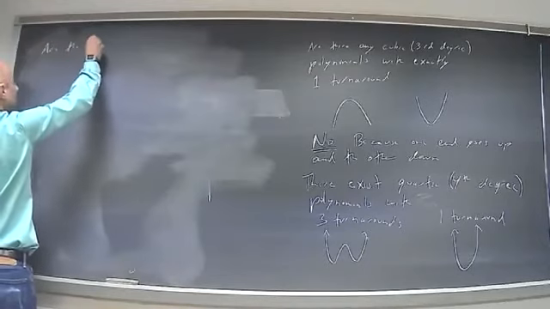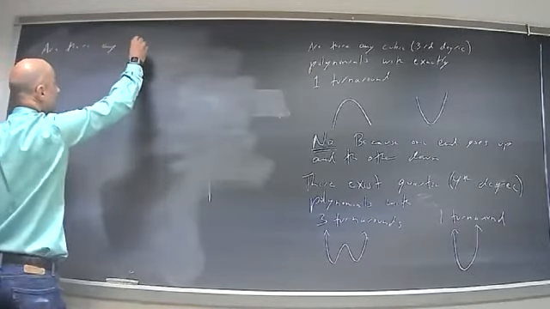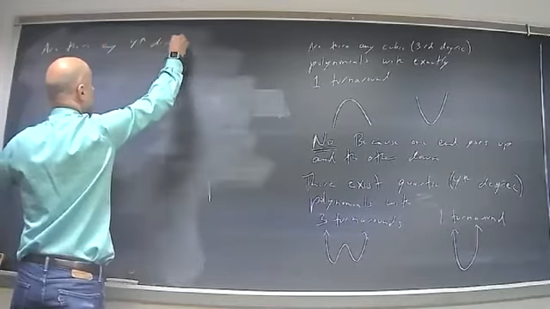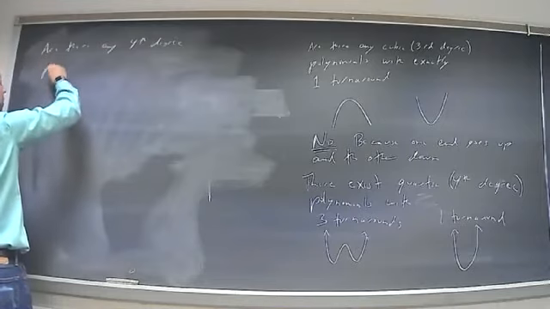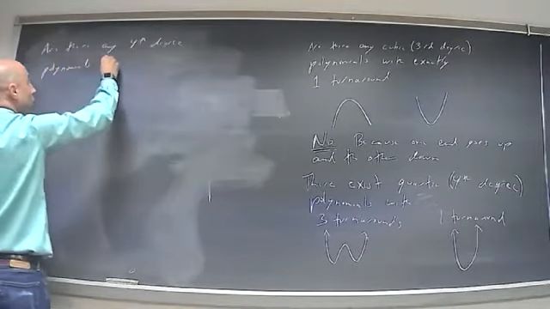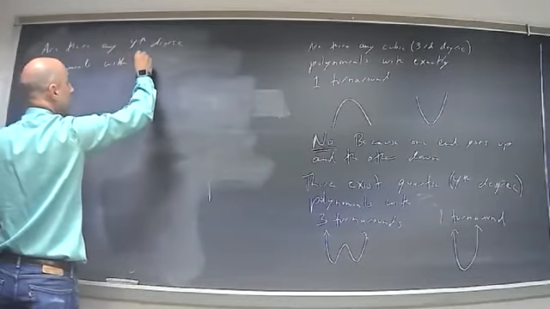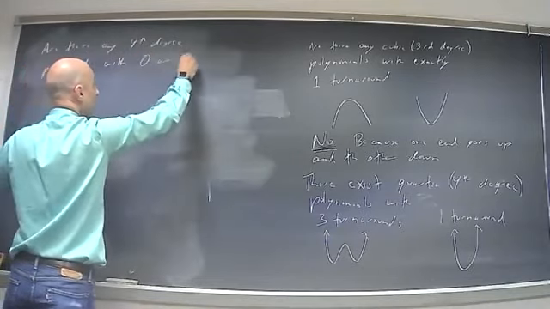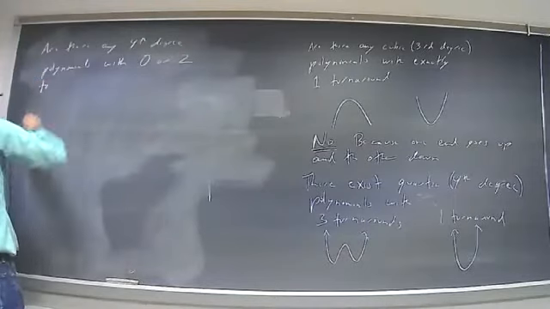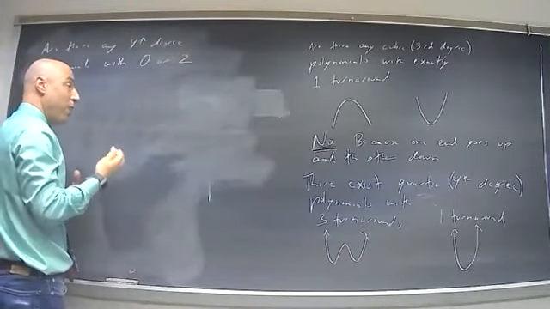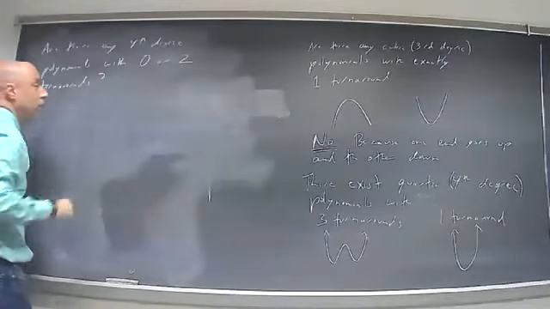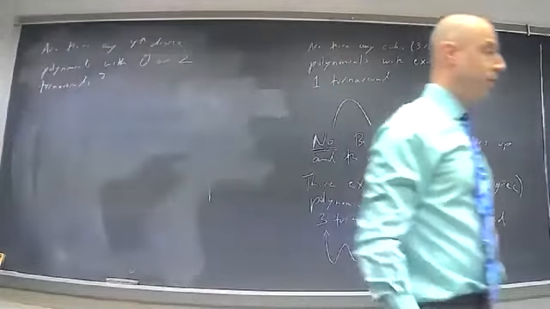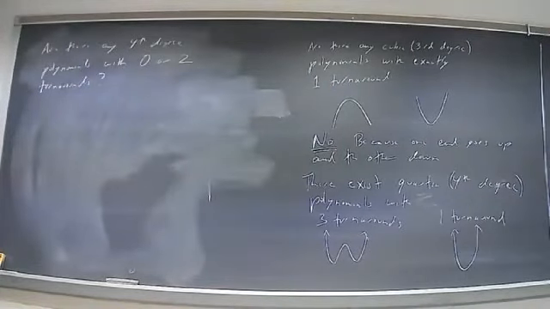Are there any fourth degree, so that's quartic again, polynomials with 0 or 2 turnarounds? We know they have at most 3 because it's fourth degree. 4 minus 1 is 3. You have 0 turnarounds or 3 turnarounds.